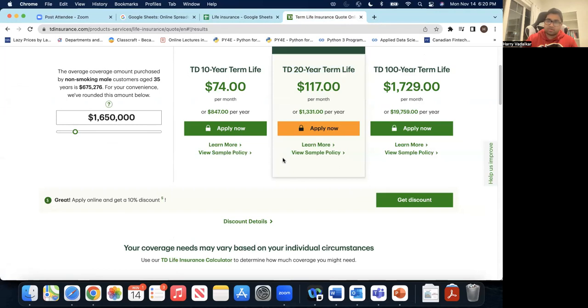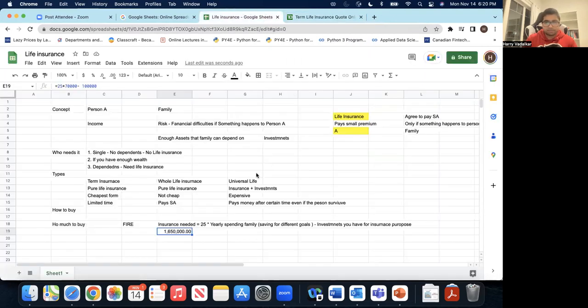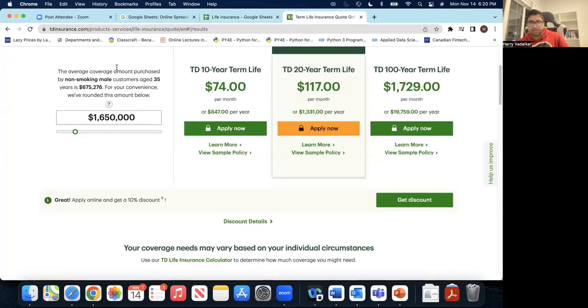That premium could be divided into equal parts. So this is one quick and dirty way to do it. This is based on the FIRE principle, financial independence, retire early. So this is the formula that you can use: 25 times your yearly spending, including different saving goals you have, minus investments you already have. As you build your investments up, the number will keep going down. The insurance you need will keep going down. Term insurance is a quick and easy way to deal with your risk.